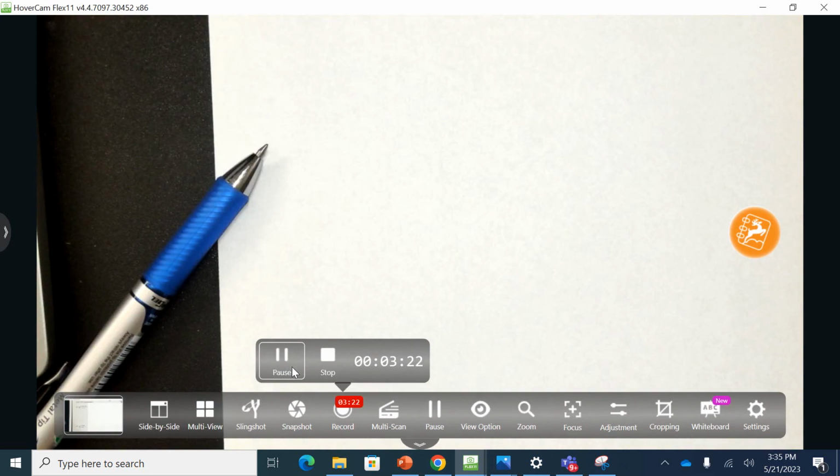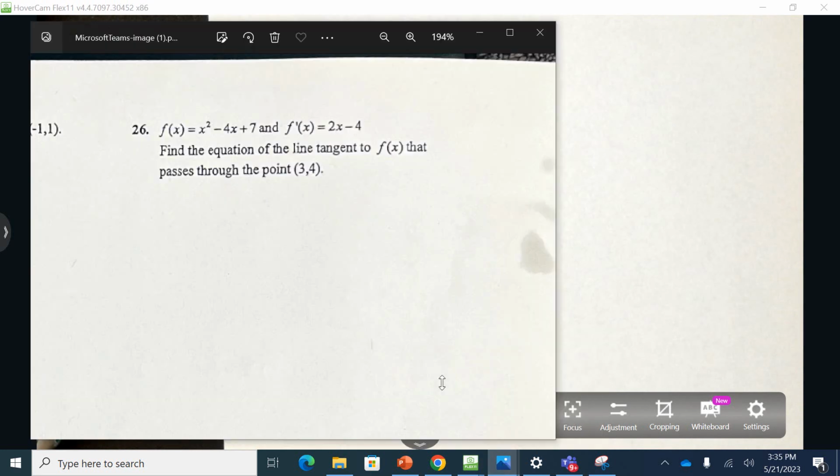Alright, so let me pop back over here so we can read what problem number 26 is. Since it didn't appear, I zoomed in. Here's problem number 26. We are provided with the function f and f prime, and ultimately we want to write an equation of a line tangent to f of x that passes through a particular point. Okay, gotcha. So I'm given a point and I'm already given what my slope is. Great. So I'm going to plug in 3.